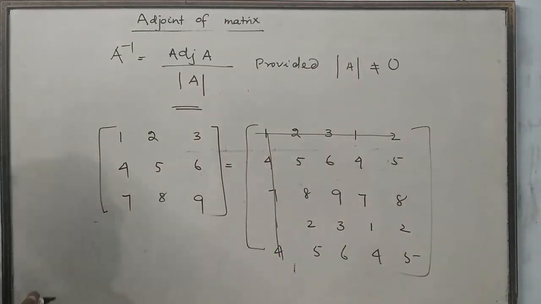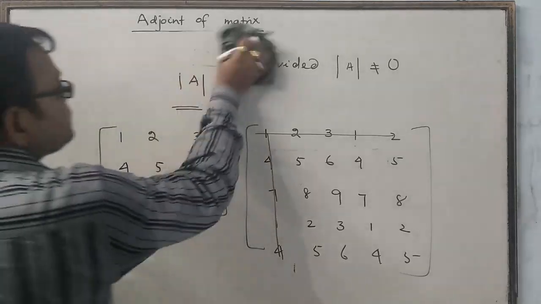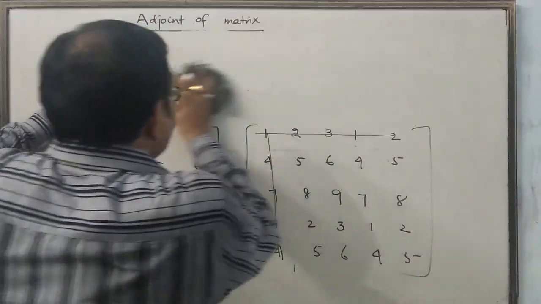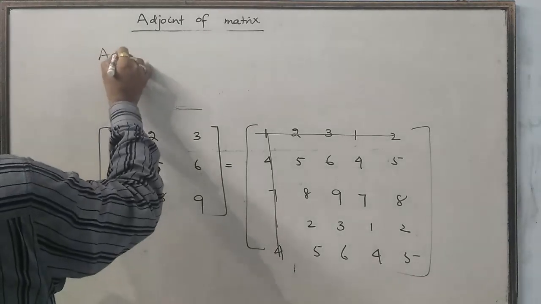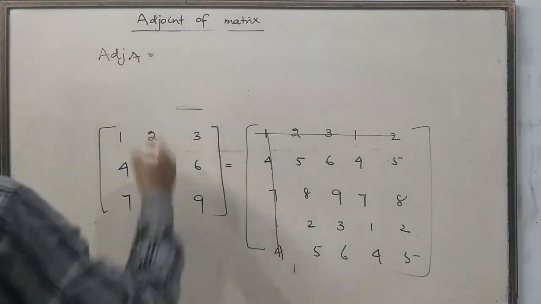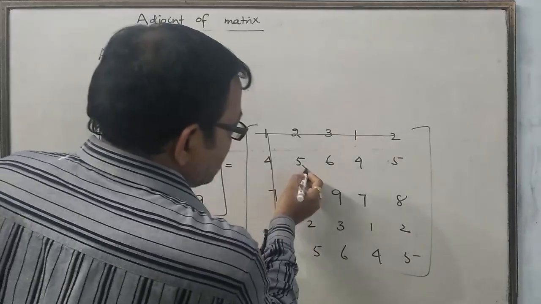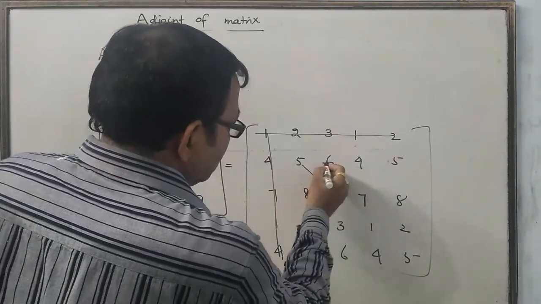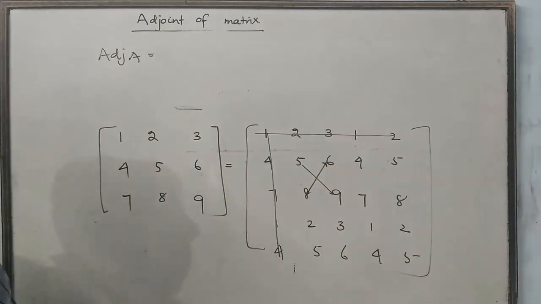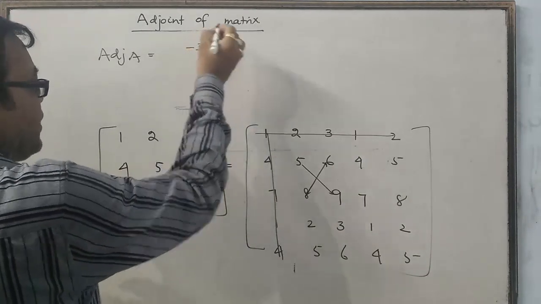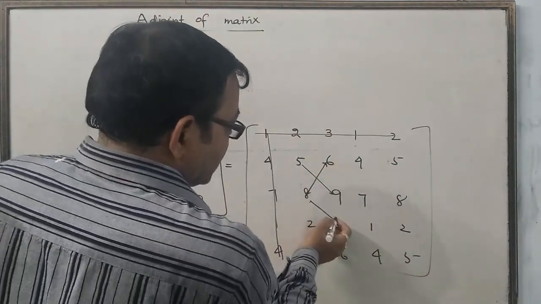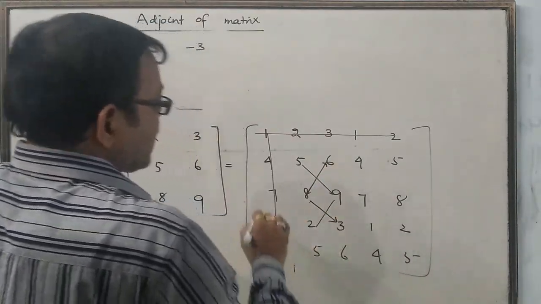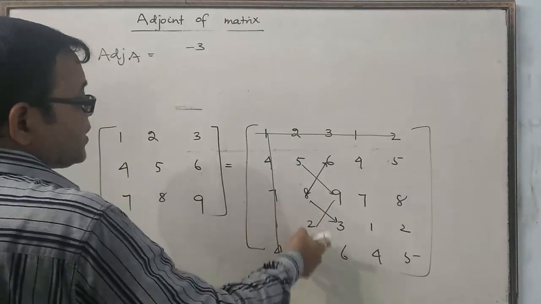How does the adjoint come? How will the adjoint come? Look, we will operate. Adjoint A is equal to, you see, 9 into 5 minus 8 into 6, it is minus 3. 45 minus 48. 8 is 24 minus 9 into 8? It is 6.